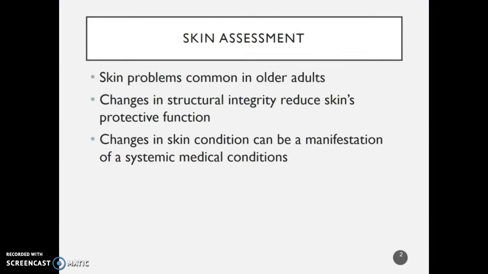Of course, older adults have skin problems. The structural integrity of the skin is diminished, which is the protective function, and the skin's purpose is to really protect the internal organs and structures. Also, some chronic systemic conditions can cause skin problems, so you'll see different kinds of rashes and different kinds of things depending on what kind of disease process that they have.